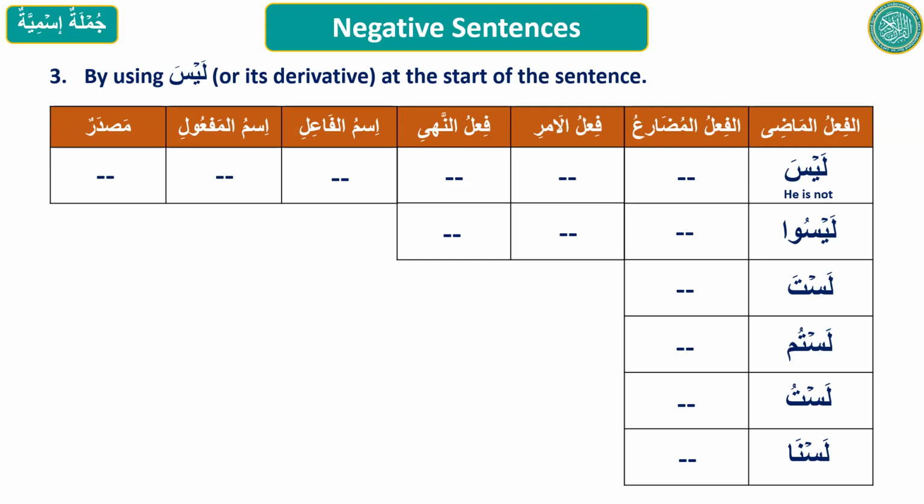So there are two reasons. It has only the Madi column, which is actually translated as Mudare. And the second thing is it doesn't have anything other than Madi. So for these reasons, it is said that Laysa is a fail jamid. It is from the family of Kana.